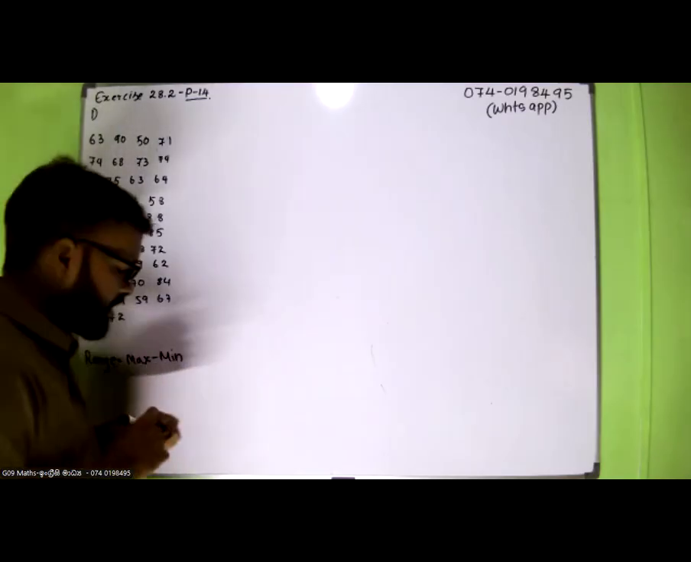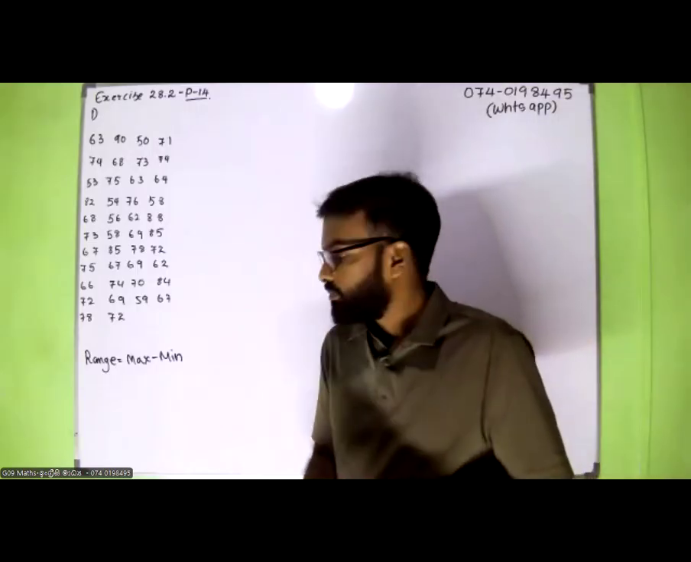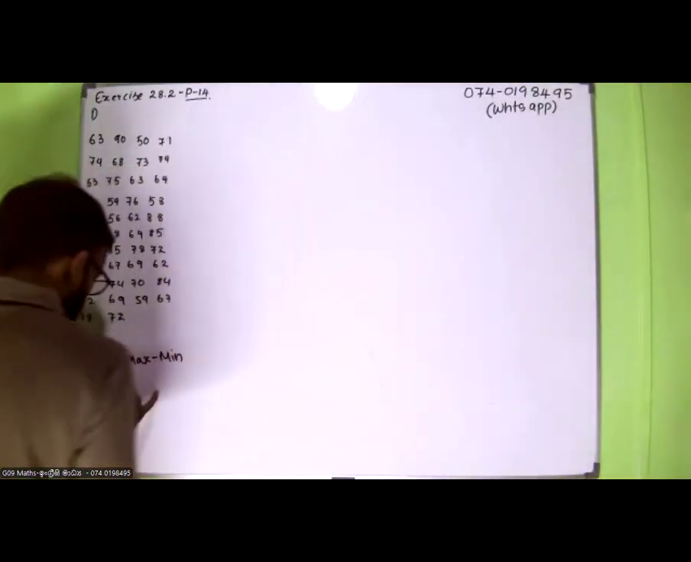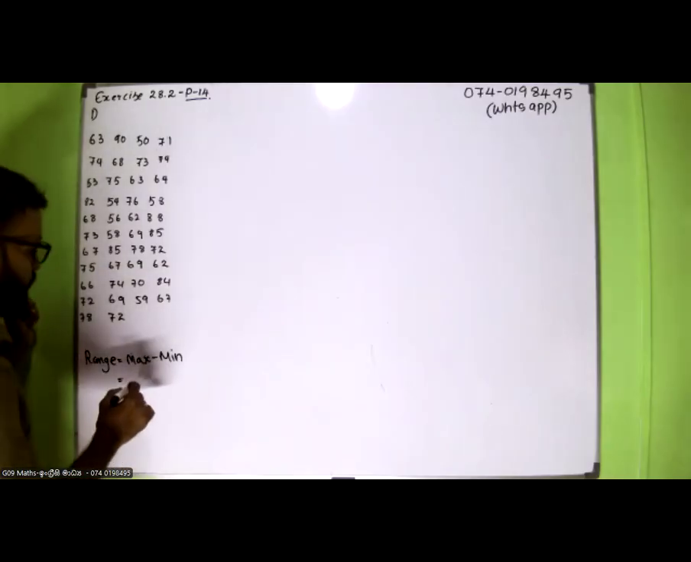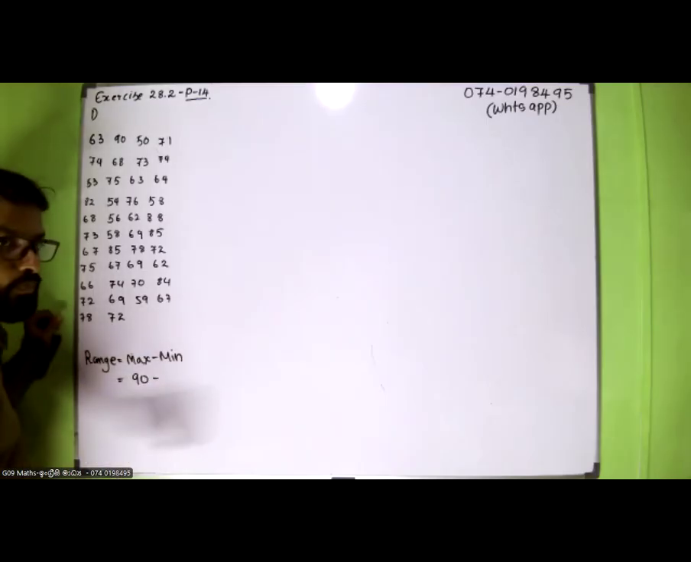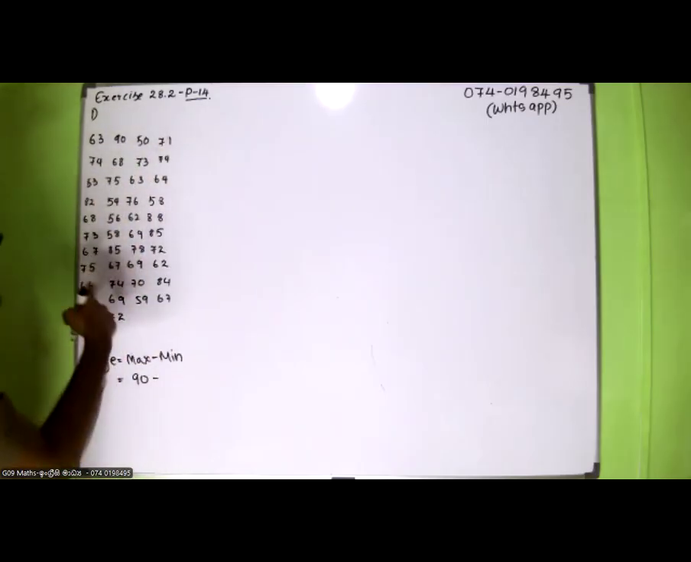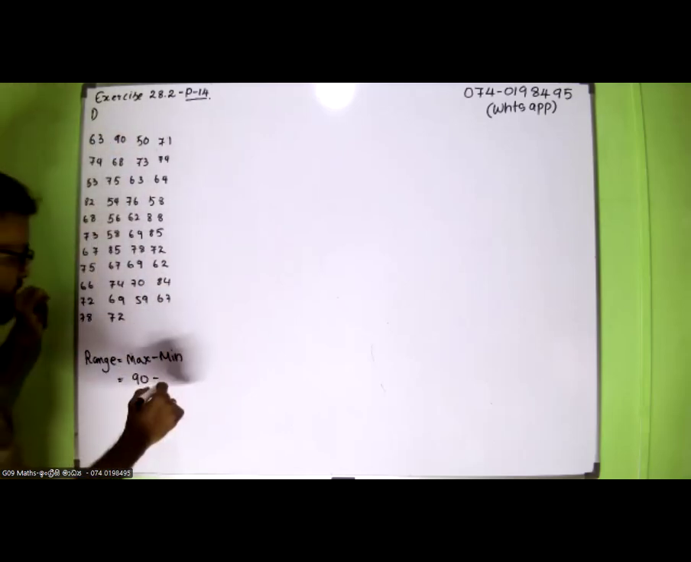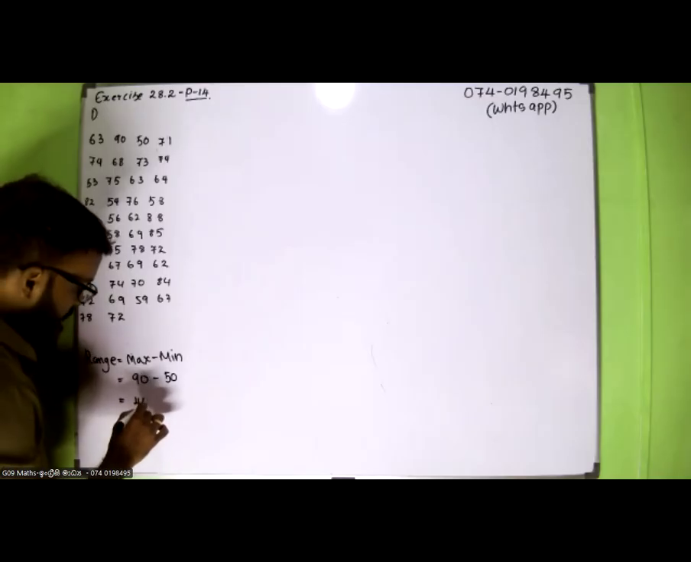Can anyone say what is the max value and minimum value of this data set? What is the maximum? Maximum value 90. Okay, 90. Super. Minimum value? 50. Yes, 50. So the range is 40. Yes. Thank you, Rajan.